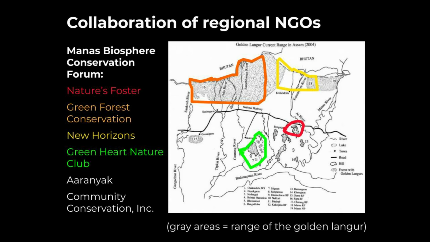Green Forest Conservation focused on the large western area of the biosphere. Green Heart Nature Club focused on Chakrashila Wildlife Sanctuary and Nottingiri Reserve Forest. New Horizon focused on the central area of the biosphere, and Nature's Foster focused on Kakajana Reserve Forest. Aranyak from Guwahati helped with the initial financial administration of the project.